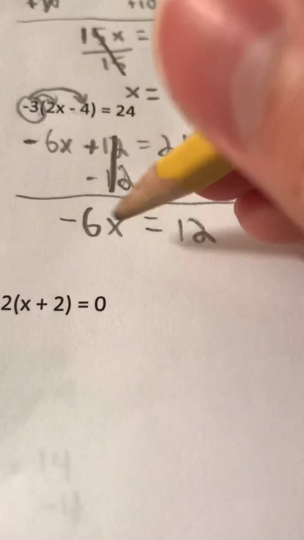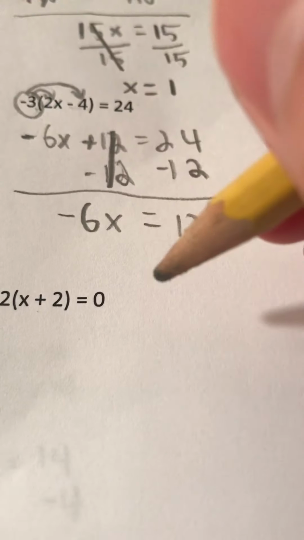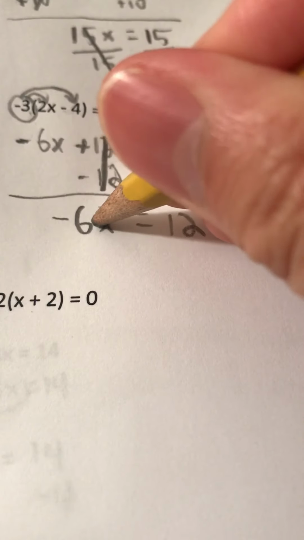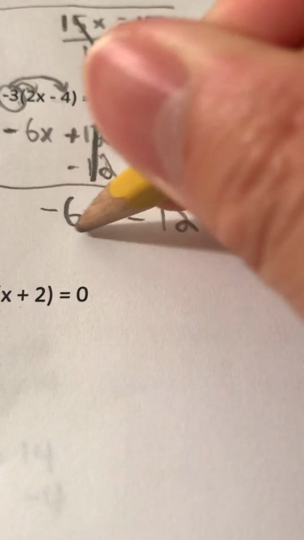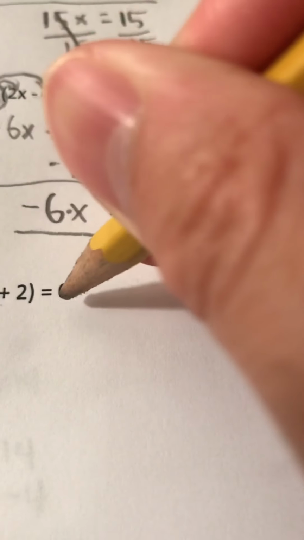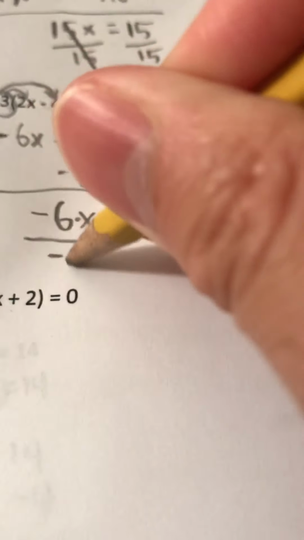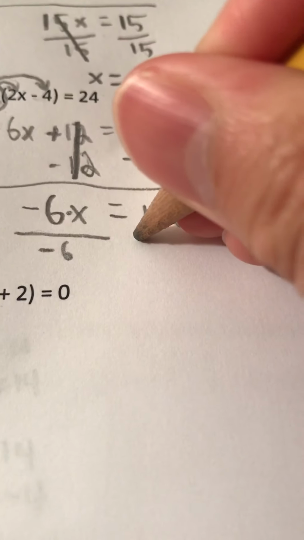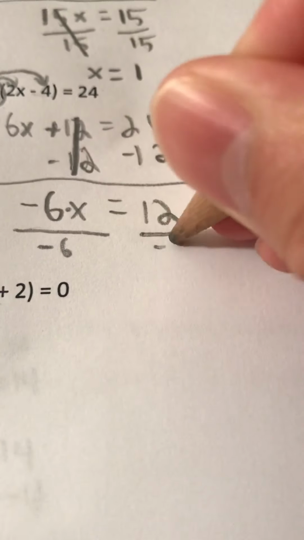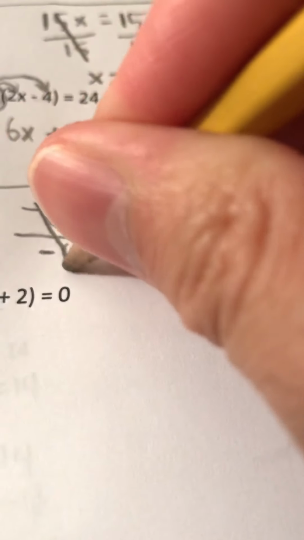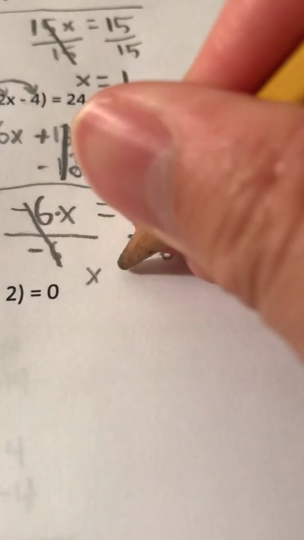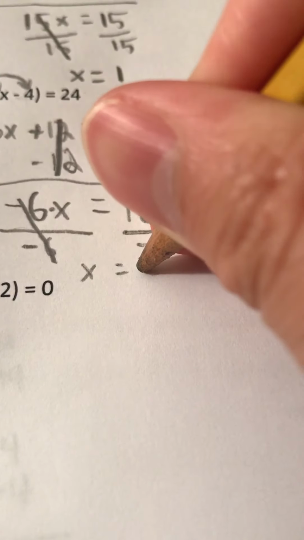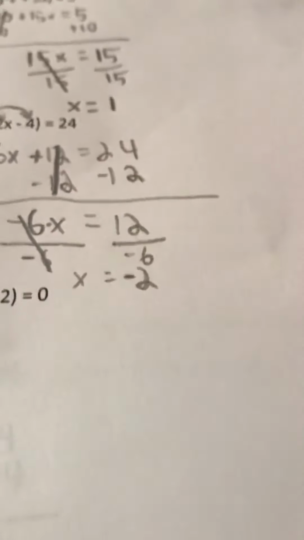Name of the game, get the letter by itself by doing the opposite, okay? The opposite of multiplication. Remember, when there's no sign, it's automatically multiplication. Opposite of that is division. So I will divide by negative 6. What I do on one side, I do to the other. These negative 6s cancel out, left with just the x on that side. 12 divided by negative 6, if you put in your calculator, is a negative 2. So x equals negative 2.